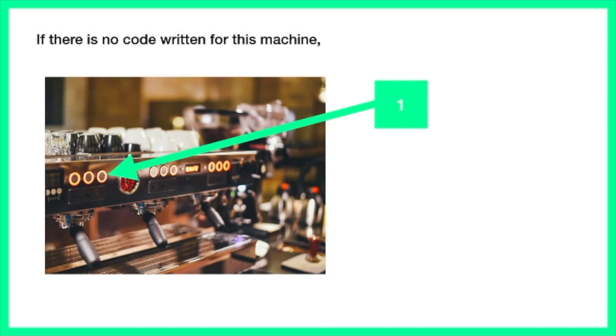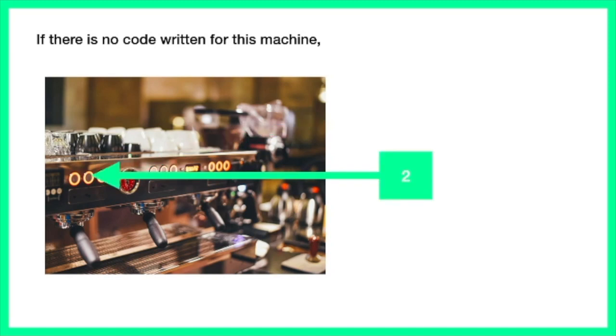So after we have written the code into the machine, when we press this button, the coffee machine will start to boil the water. When we press the second button, the coffee machine will start to dispense the water. And yes, double success.